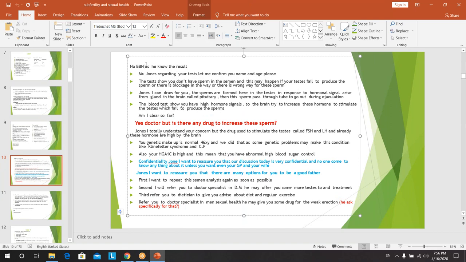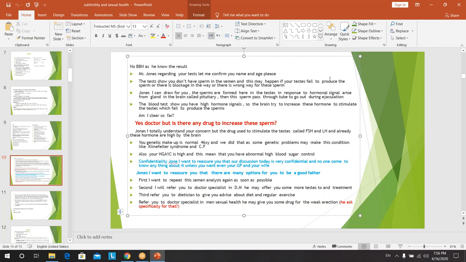This task is not breaking bad news. As I said, the patient already knows the result of the test, so no breaking bad news. Mr. John, regarding your test, let me confirm your name and age, please. Okay, Mr. John Adam, 45 years old. The test shows that you don't have sperm in the semen, and this may happen if your testes failed to produce the sperm, or there is a blockage in the way, or there is a wrong way for the sperm.